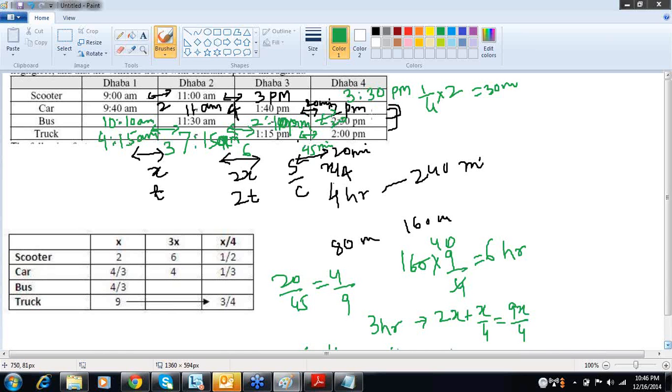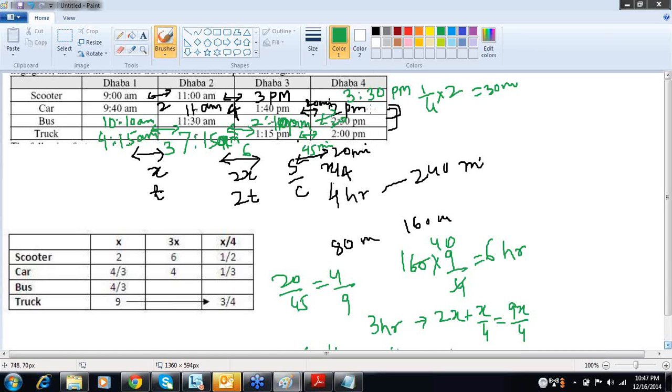Now it is saying it is 3 p.m. So obviously at Dhaba 4 the scooter will reach only after 3 p.m. Now it is saying at Dhaba 4 two of the vehicles reach at the same time much before the other two. Okay. So here it is written 2:30 p.m. the bus is reaching, and it is reaching 3:30 p.m. So it is reaching after 3 p.m., we know. So it is 2:30 p.m.